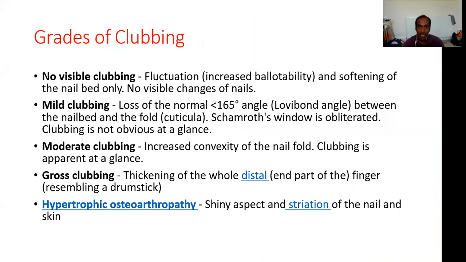Obviously, clubbing can be graded, and this is given in the slide. I'm not going to read out what is there on the slide. This is for your reference and your notes. I've included a little bit more text on the slide so that you can use this for studying purposes as well. There are various grades of clubbing that you need to understand.